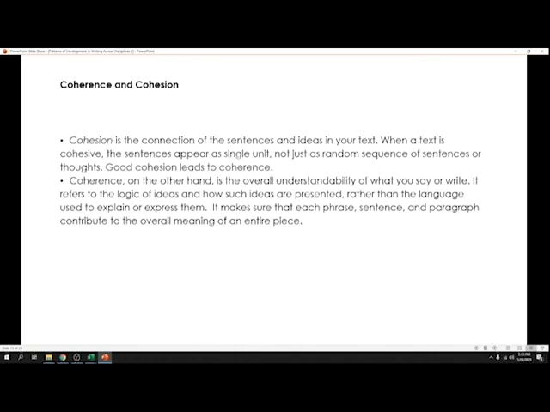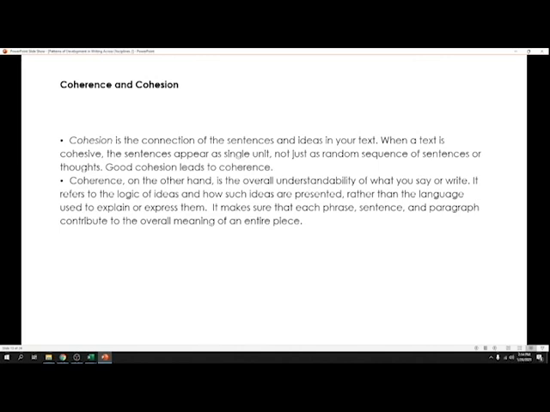Ganito, kung ang cohesion is all about the sentences, the relationship of the first sentence to the next sentence, ang coherence naman is the relationship of the overall. Dapat, yung each phrase mo, yung mga sentences, at the whole paragraph, ay meron siyang contribution to the whole meaning. It means na meron siyang relationship.